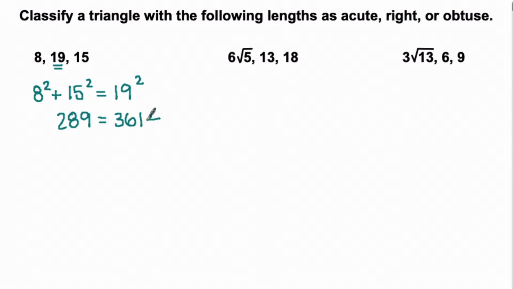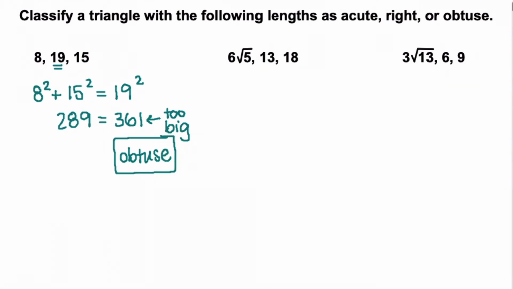If you'd like some more practice, here we go. Make sure that you're always picking that biggest one as your C value. So if you're asked to classify as acute, right, or obtuse, here's what I need to see. I want you to write out the Pythagorean theorem, and I want you to show me the results. So 8 squared plus 15 squared is 289, and 19 squared is 361. That's the work that I want you to show. And then I want you to examine that C side. Is it too big or too small? In this case, too big to be equal. So if they're not equal, it's not a right triangle. And if that C side is too big, we've got ourselves an obtuse triangle.